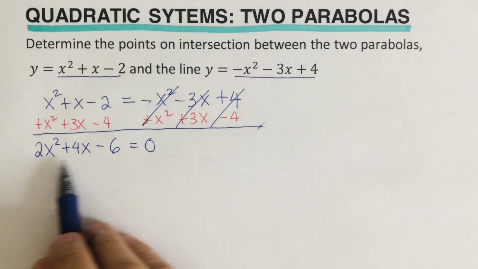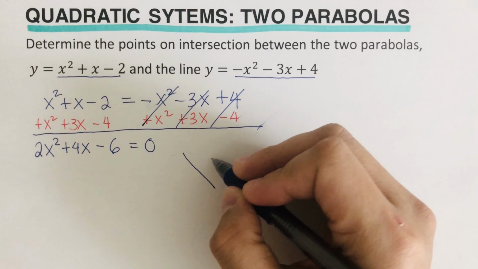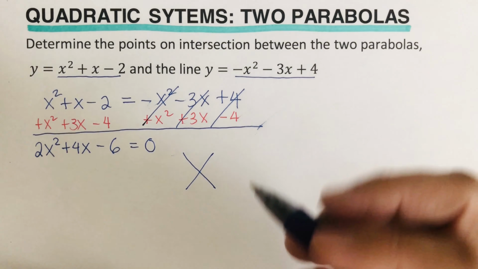And then we are going to factor this out. We're going to use the box and diamond. Again, there is another video that talks about how to factor using box and diamond. I will put the link of that video in the description box below.